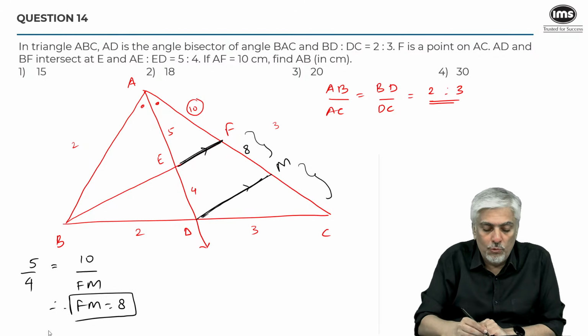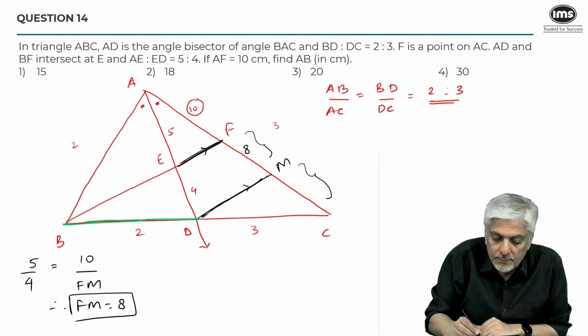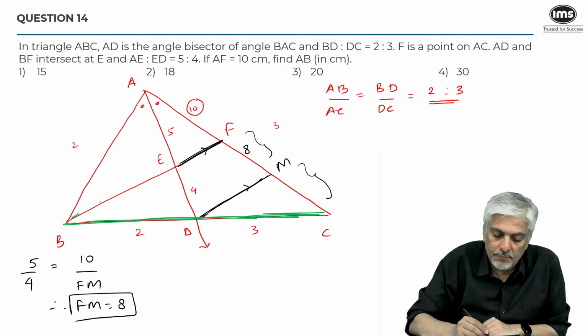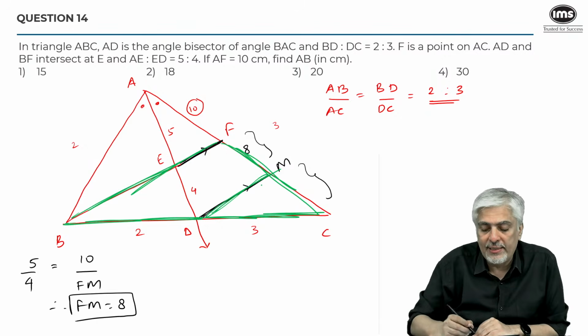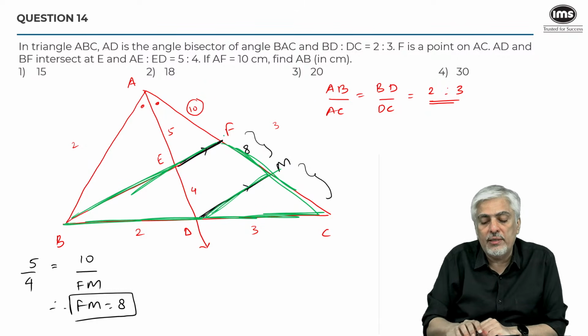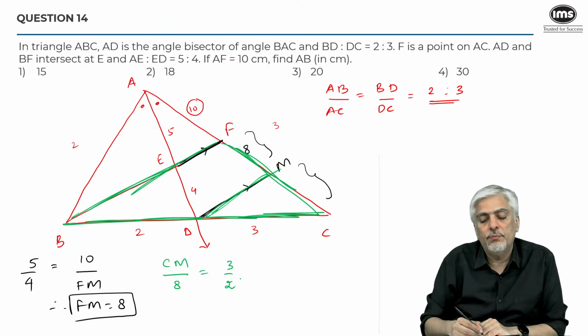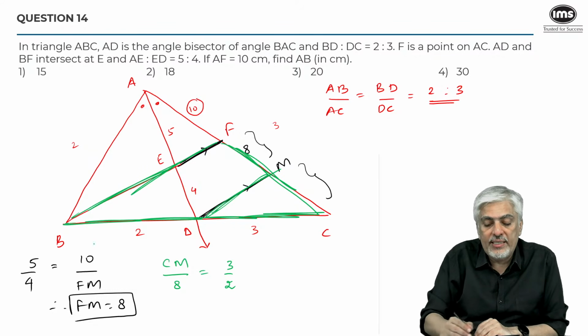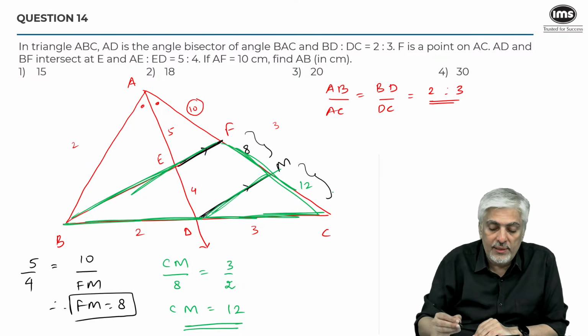Exactly the same way one more time. Same set of lines are parallel. You get CM upon 8 is 3 upon 2. So CM is 24 upon 2, 12. So you got CM is 12.